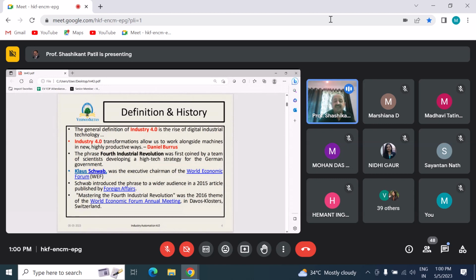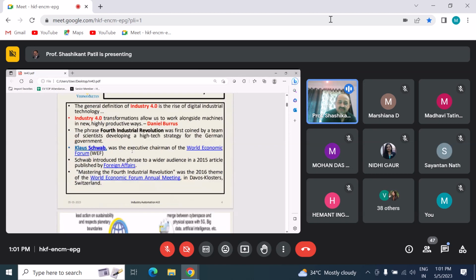The term fourth industrial revolution was first coined by a team of scientists from Germany, headed by Klaus Schwab, the executive chairman of the World Economic Forum. Schwab introduced this phrase in 2015 in the Foreign Affairs magazine, and the theme was mastering the fourth industrial revolution. So far, we started with the first industrial revolution, the second, and so on. Based on that, there was brainstorming at a meeting in Davos-Klosters, Switzerland, under the World Economic Forum's annual meeting. He is the person who first coined the term Industry 4.0.